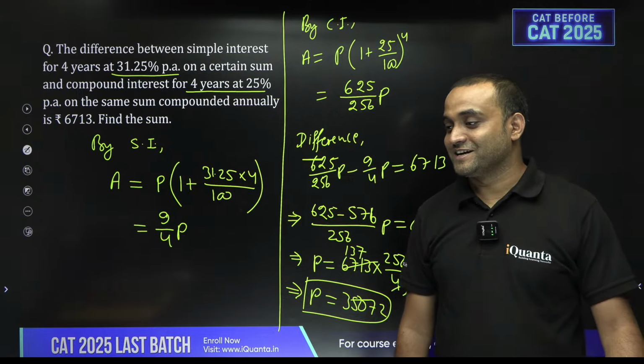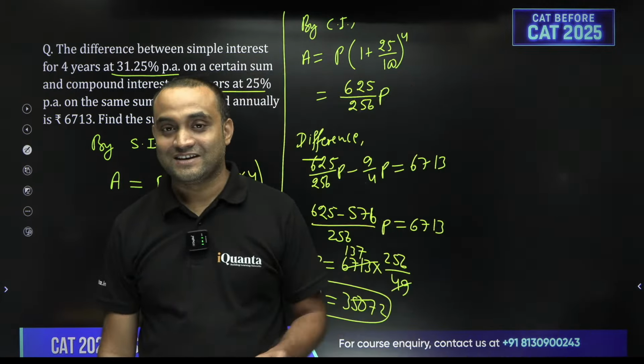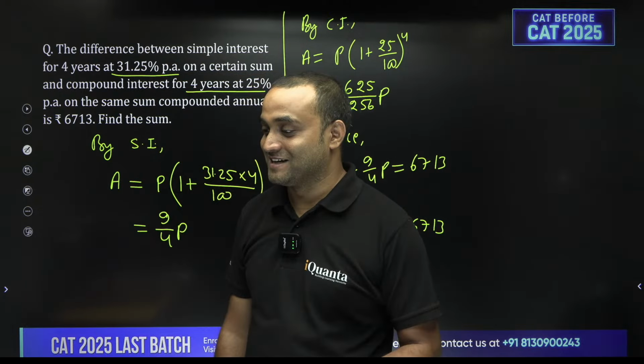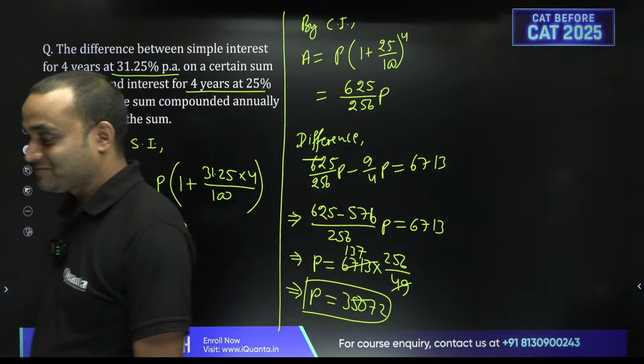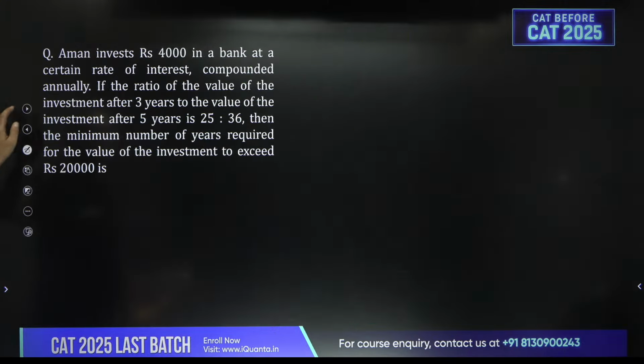72 means 72. 70, 71, 72. लोग हिंदी वाले नंबर्स ही भूल गए नहीं. Okay guys, let's try this one.